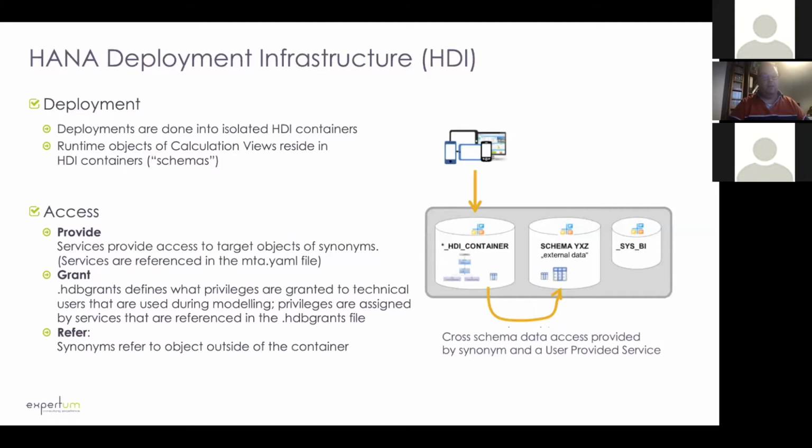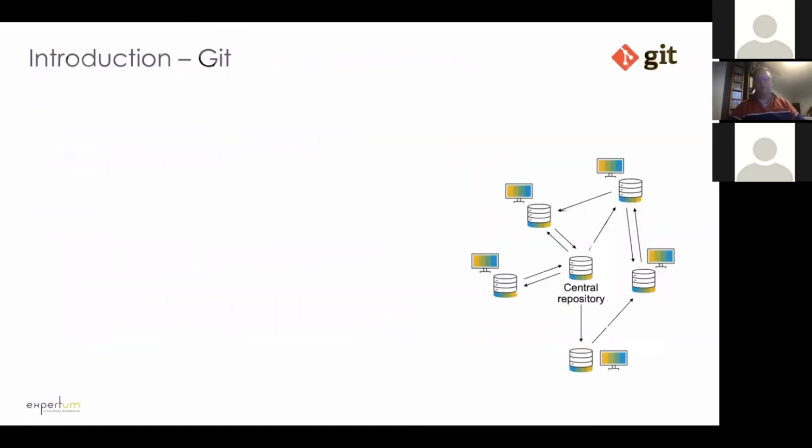And to make it easy to deploy, we're creating synonyms inside the container that reference the data in the service, so that if the service changes, we don't have to change all the views, for instance, that are using data from that service, but we only have to change the synonyms. So the synonyms refer to these objects that are outside of the container. So that's the HDI container.